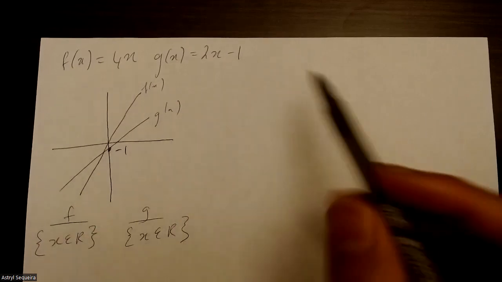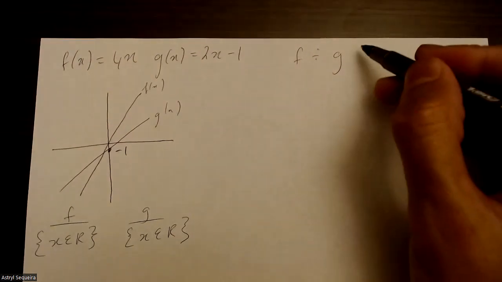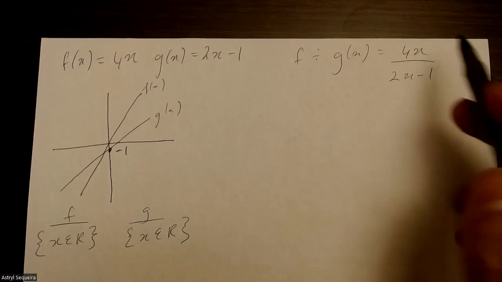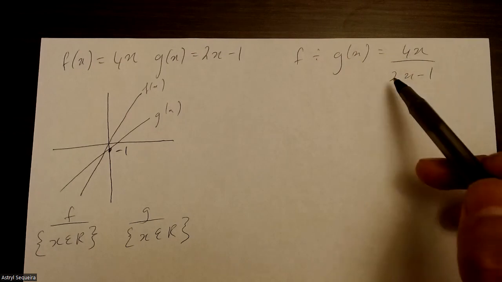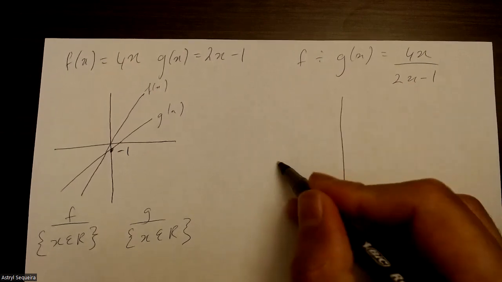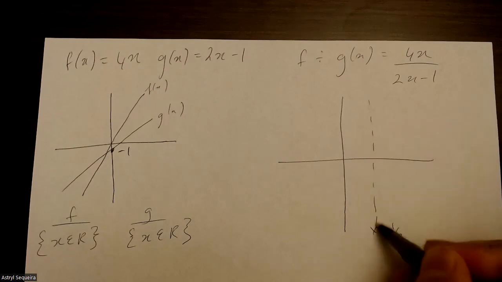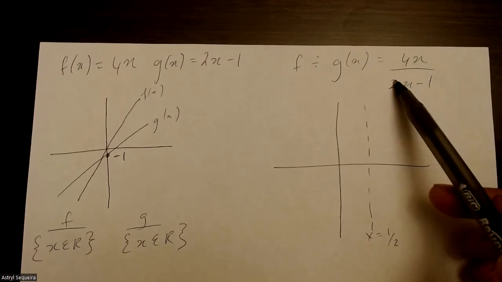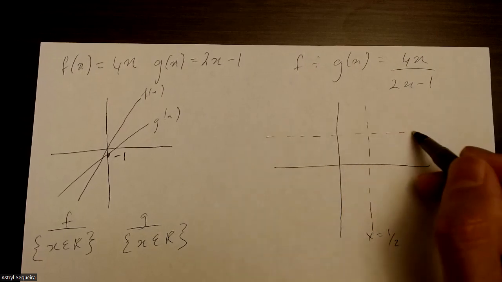Now we want to draw a graph of f divided by g. So f divided by g of x is just 4x over 2x minus 1. This function is a rational function. It cannot be simplified. I know that there is a vertical asymptote at positive 1 over 2, a vertical asymptote at x equals 1 over 2. I know that the degrees are the same, so I have a horizontal asymptote at 4 divided by 2, which is y equals 2 is my horizontal asymptote.